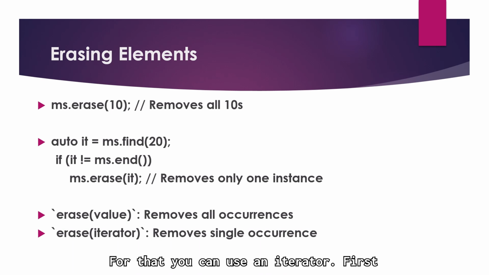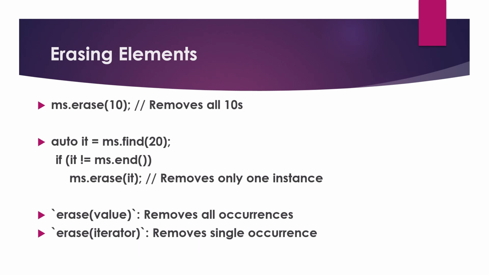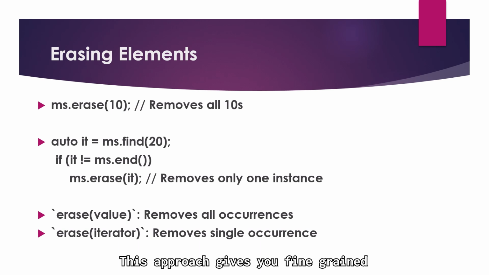For that, you can use an iterator. First use find to locate the value and then pass the iterator to erase. This approach gives you fine-grained control over the deletion process, which is crucial when working with repeated values.